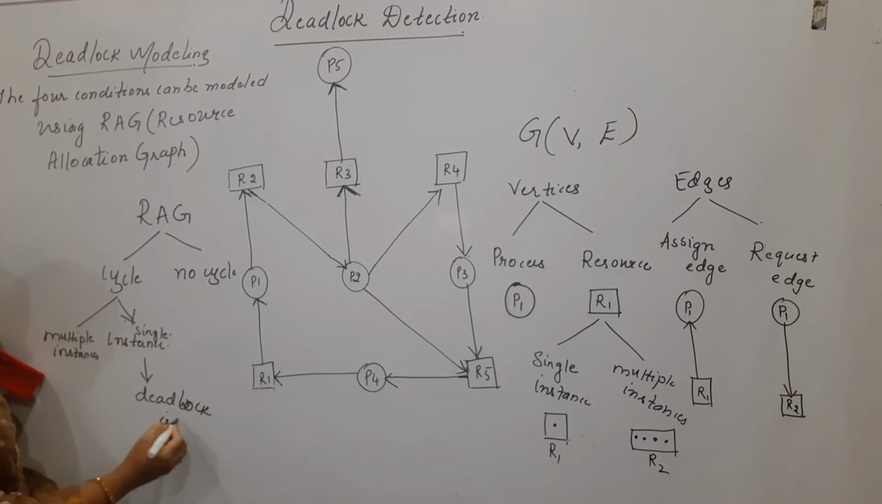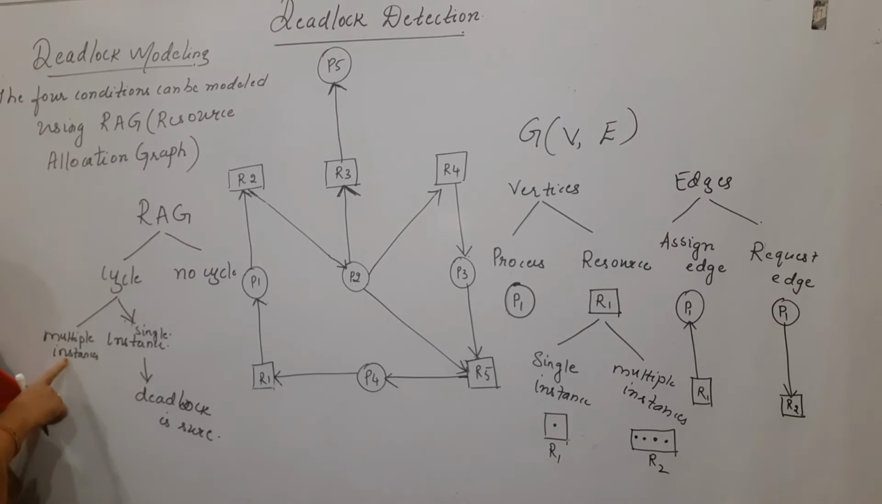Deadlock is sure, or deadlock will occur. Suppose a graph has multiple instances and still there is a cycle, we cannot give the guarantee that deadlock will happen. So we can say it may or may not happen.